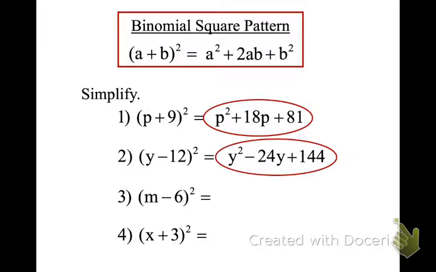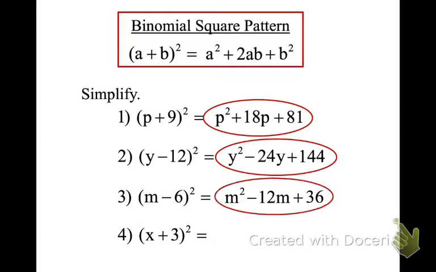Minus 12m plus 36. Perfect. M squared minus 12m plus 36. Did you say minus 36 or plus? I said minus. Okay, so plus. Yeah, you have to be careful because negative 6 times negative 6 is positive when you multiply, as opposed to the middle term. So anytime you have a minus right here, it will always be minus then plus.